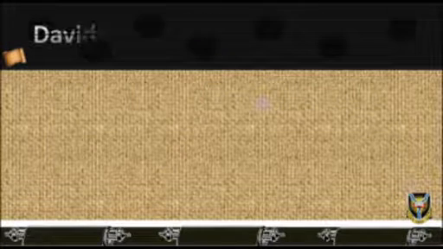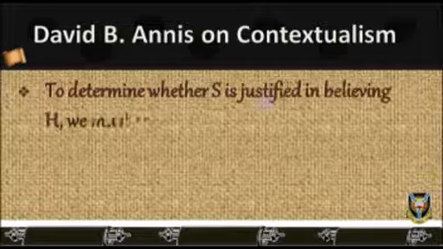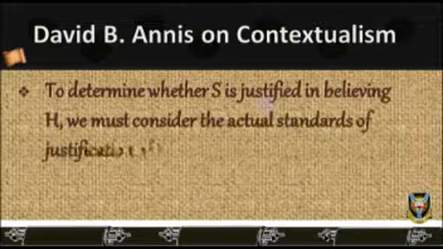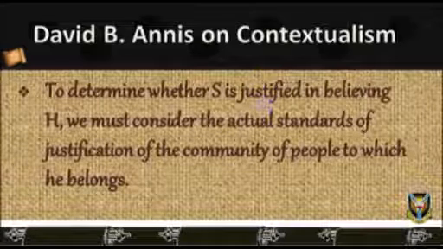David B. Harness on contextualism. According to David B. Harness, the most neglected component in justification theory is the actual social practices and norms of justification of a culture or community of people. To determine whether S is justified in believing H, we must consider the actual standards of justification of the community of people to which it belongs.